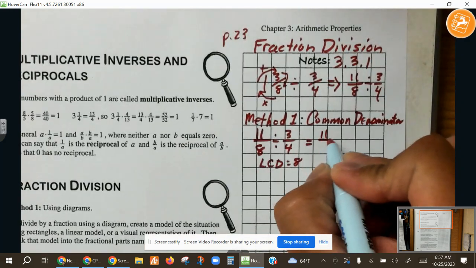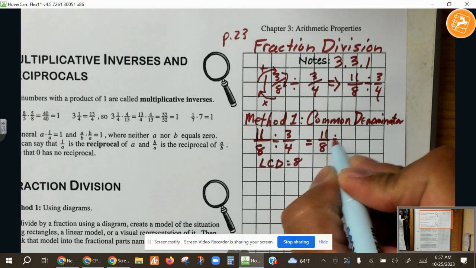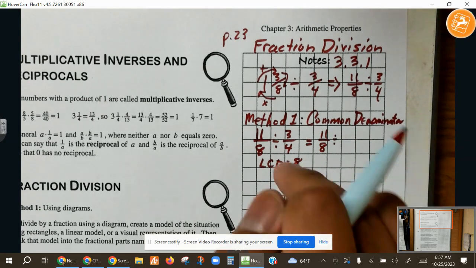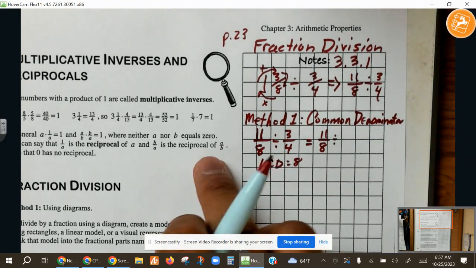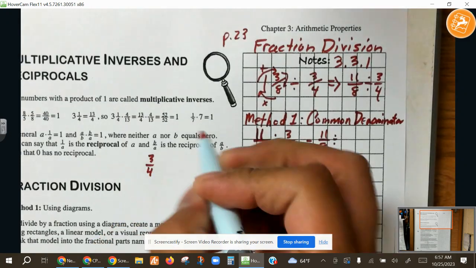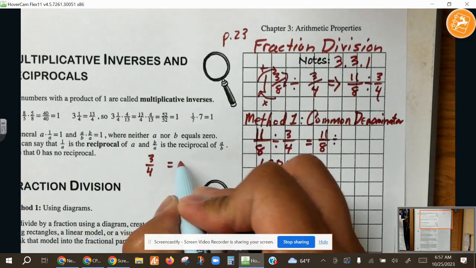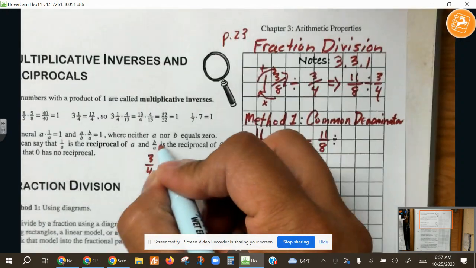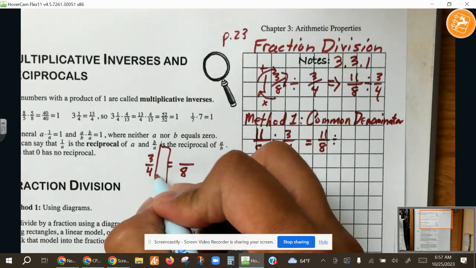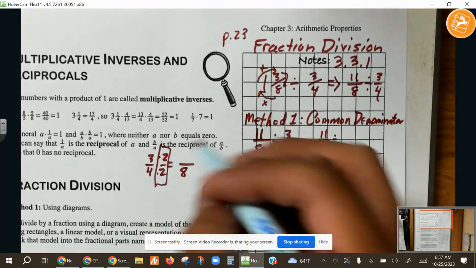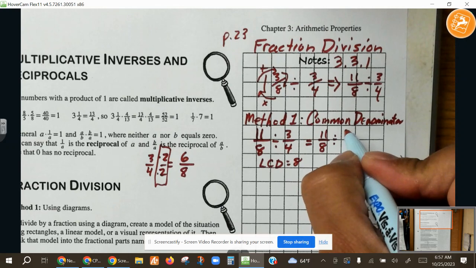So our problem becomes 11/8 divided by 3/4 becomes, well, if you're not sure what 3/4 is as an 8, we would then use the giant 1 method and say, what is 3/4 if we have a denominator of 8? Okay, and we use that giant 1 and think, well, we multiply by 2, multiply by 2, so 2 over 2 is our giant 1, and that gives us 6/8.